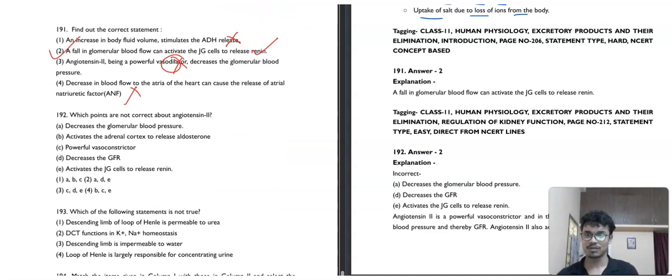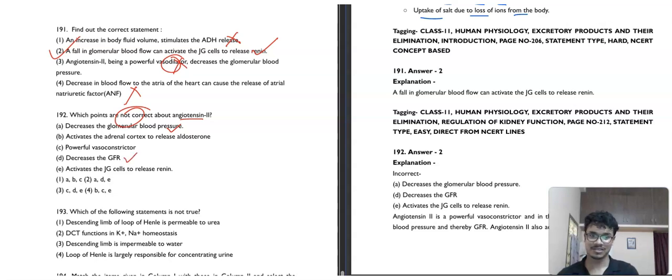It is asking which of the following is not correct about angiotensin 2, that is, the incorrect statement. Okay. So it says it decreases the glomerular blood pressure. Does it? No, so it is not correct. Then it activates the adrenal cortex to release aldosterone. This is correct. Powerful vasoconstrictor, correct. And decreases the GFR? No, it increases GFR.